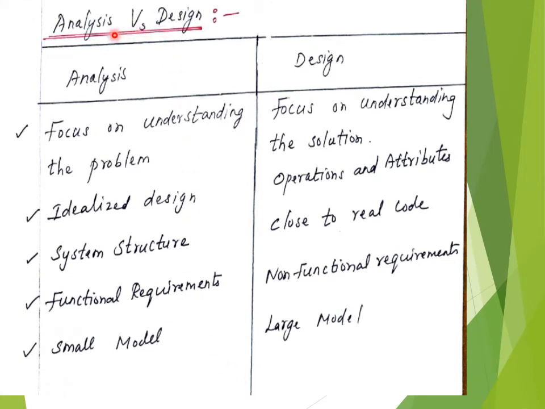The difference between analysis and design. The analysis phase mainly focuses on understanding the problem. The design phase focuses on understanding the solution. It is an idealized design, and the design phase is based on operations and attributes. Analysis is system structure and design is close to real code. Analysis is functional requirements, design phase is non-functional requirements. Analysis is a small model and design is a large model.